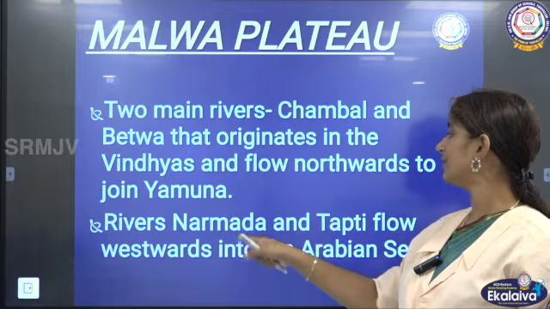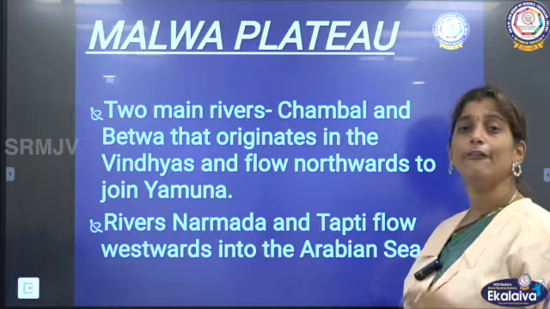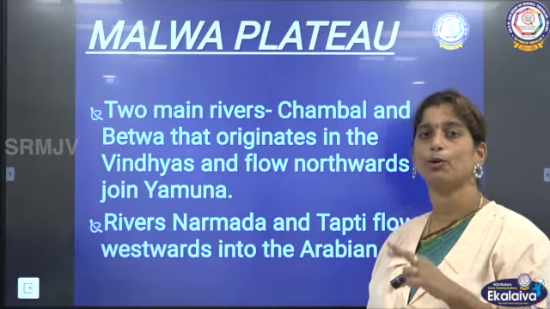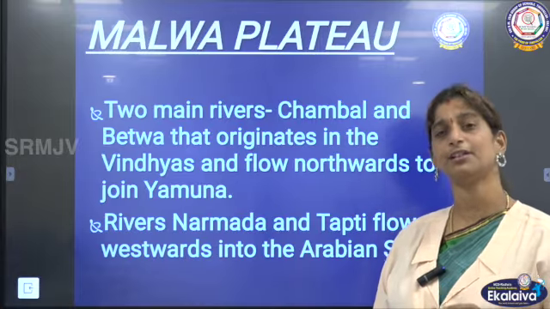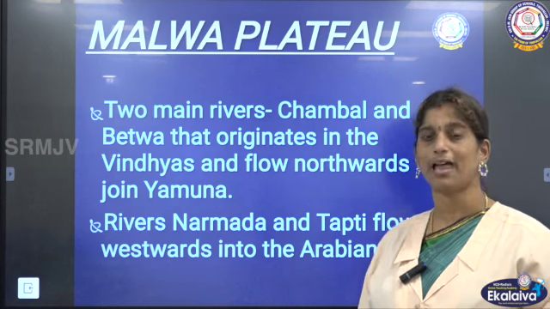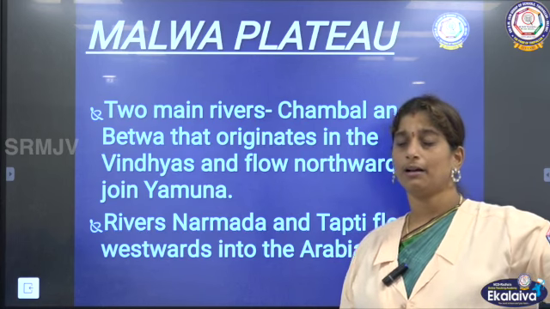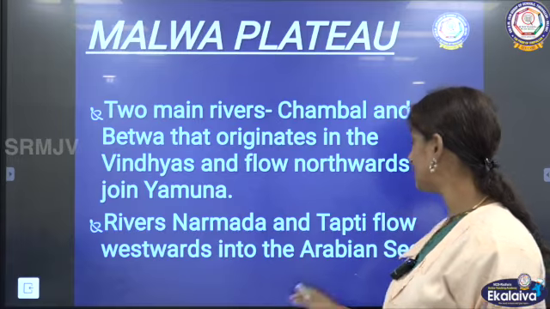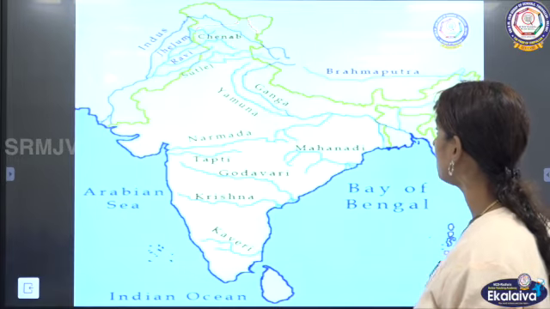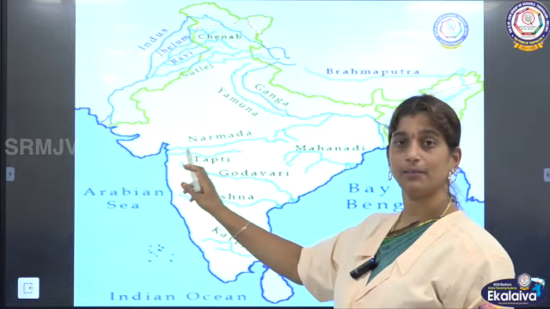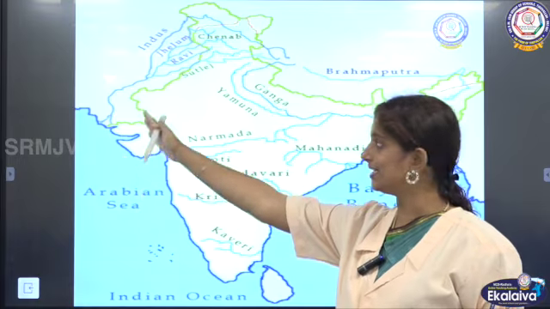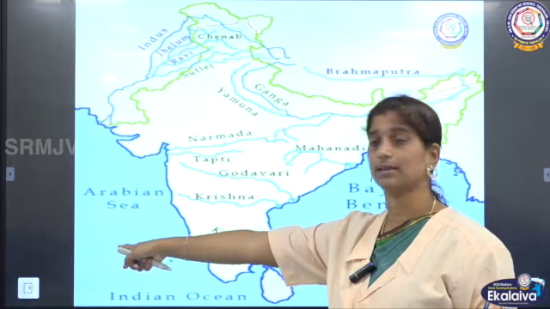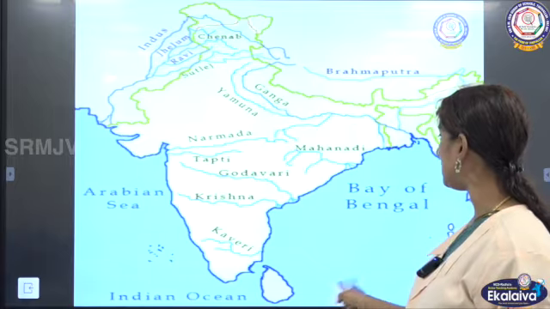And also the rivers Narmada and Tapti flow westwards towards the Arabian Sea. So the two other important rivers, Narmada river and Tapti river, flow through this plateau and westwards towards the Arabian Sea. Here you could see the Narmada and Tapti rivers flowing westwards. This is the western direction, right? So these two rivers flow westwards and get connected to this Arabian Sea.